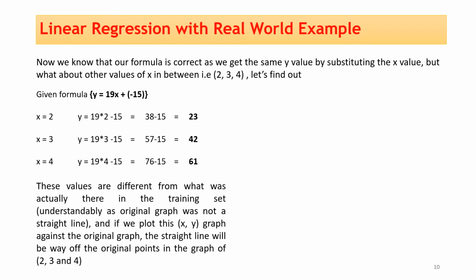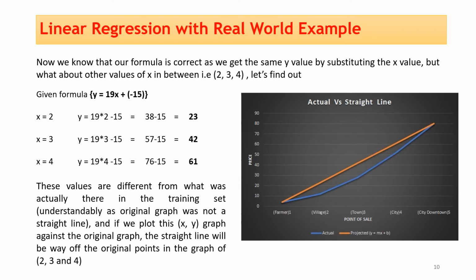So these values are different from what was actually there in the training set, and understandably, as the original graph was not a straight line. If we plot this xy graph against the original graph, then the straight line will be way off the original points in the graph at 2, 3 and 4.